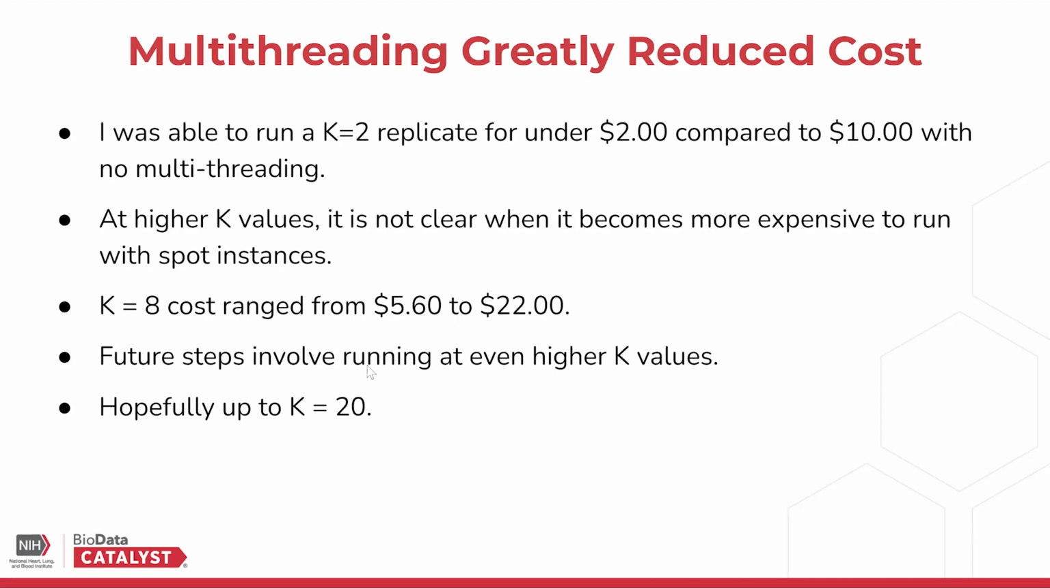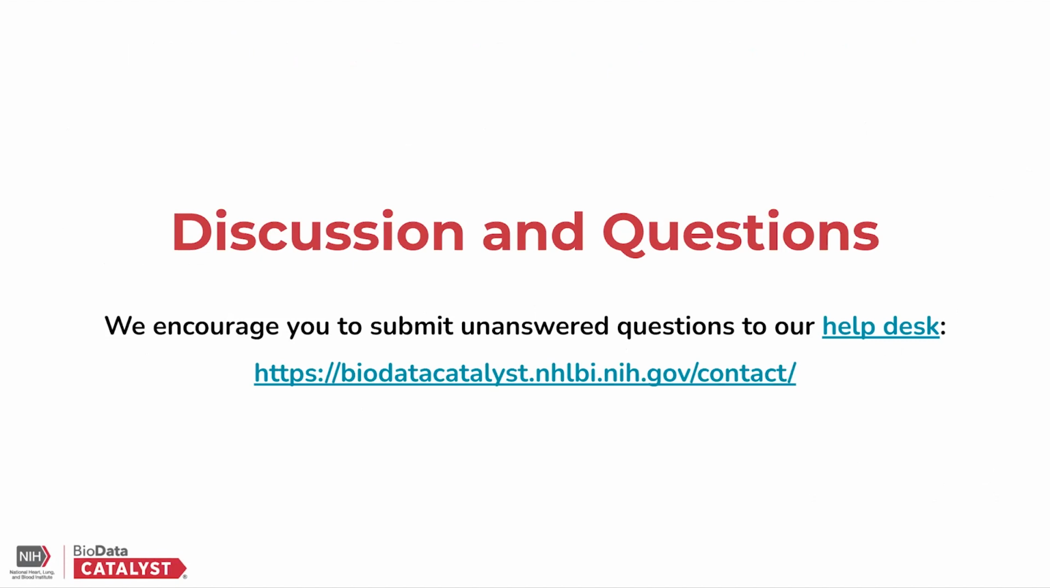And then the goal is to eventually be able to run this program up to a K of 20, which is a very computationally intensive job. But hopefully now with multi-threading, it won't require the job to error out due to just the length of time that it's running. So that's what I have so far for running admixture on BDC, and how I've gotten it to run much more efficiently by looking through the options to make the program run quicker by implementing multi-threading. And I'm happy to hear any questions that you might have about admixture.